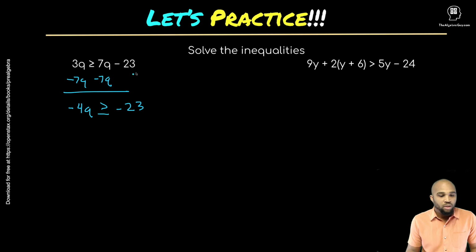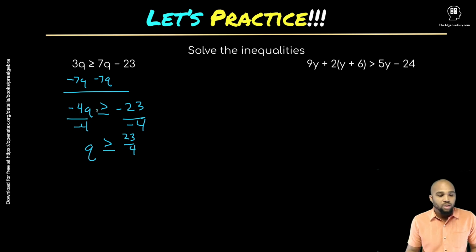Oh, that's not a pretty number. I was hoping that'd be 24. I almost want to just change it, but I'm not. So let's see, I did everything else right. Yeah. So divide by negative 4. And now it's going to give me q is greater than or equal to 23 over 4.